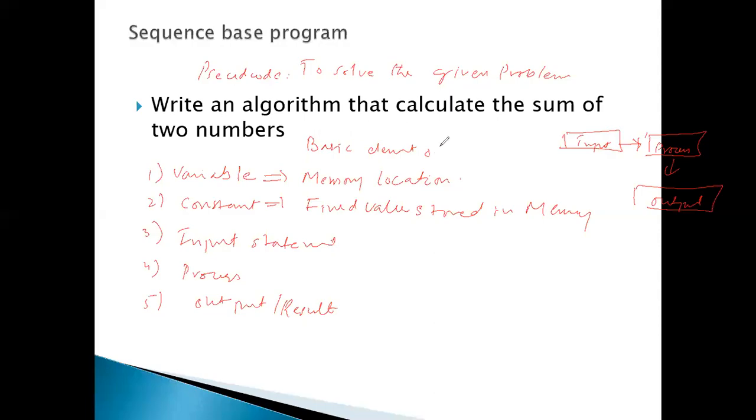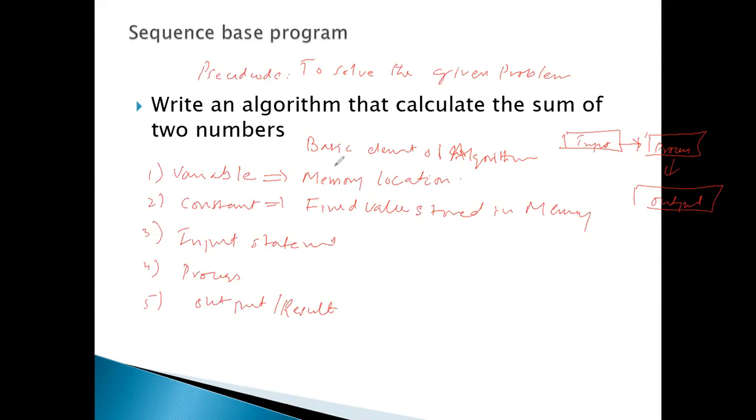Basic element of computer or algorithm. Got the idea? Yes, sir. Okay. So here you can see one very simple problem is given on the screen. Write an algorithm that calculates the sum of two numbers. Now tell me, how many variables do you think it has?